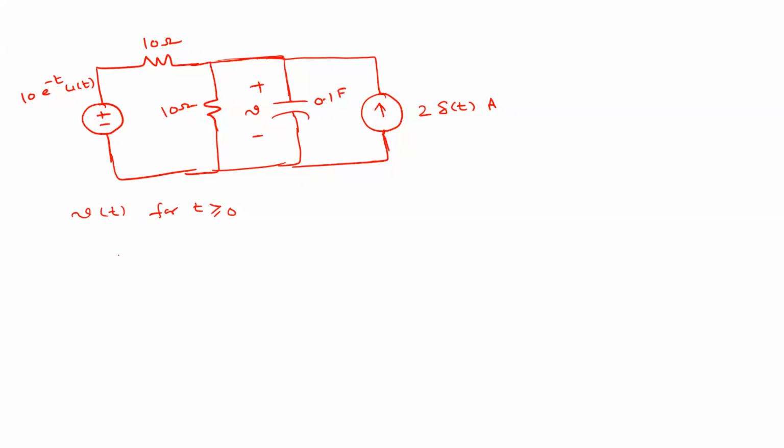Here you're aware of this, right? What is this function u of t? Unit step function, step input, right? Similarly, this is known as delta of t, the unit impulse function.